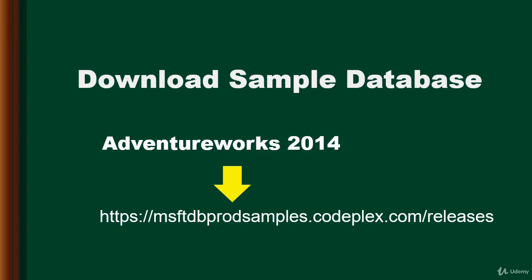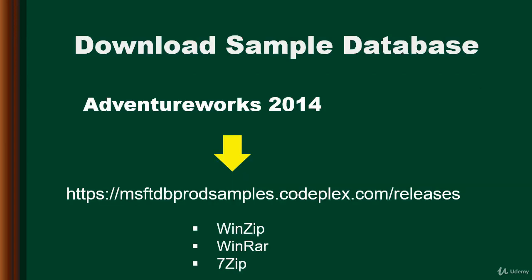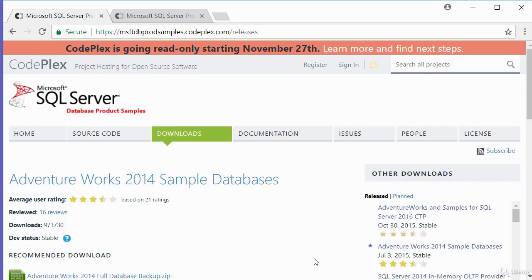This database is going to be in the form of an extracted file, so you need to have a software extraction tool like WinZip, WinRAR, or 7-Zip. These are just the three common ones. There may be other software extraction tools around, but as long as you've got a software extraction tool, you should be good to go. So let's head over to the download site to download the sample database.